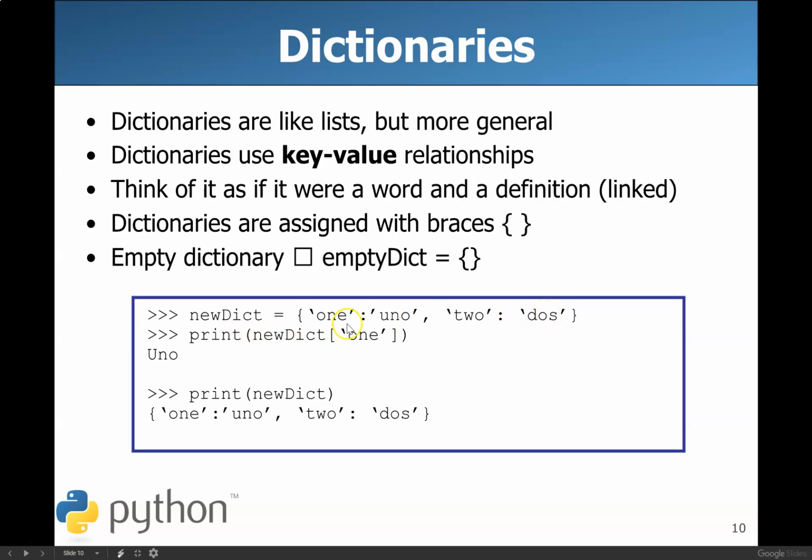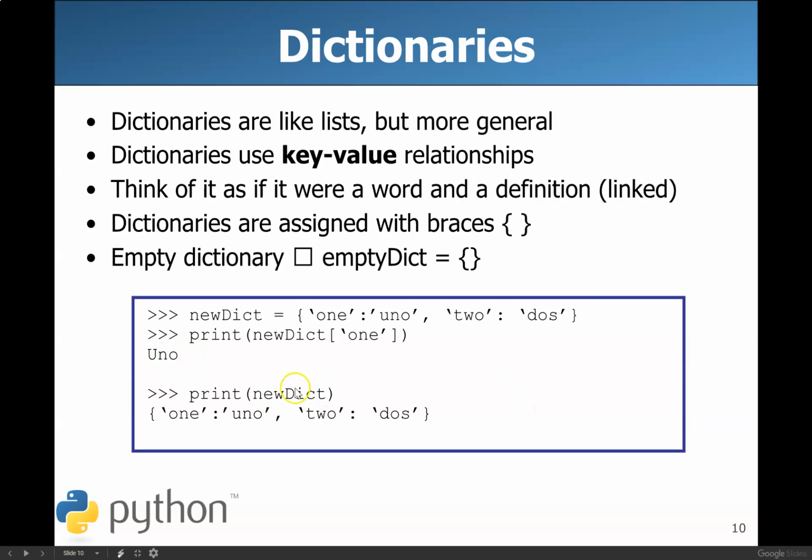So if I print new dictionary with square brackets, I have to put the actual key in. So the key is 1. It doesn't print 1. It says, I need to find 1. Okay, now I need to print the definition. Once it finds the key, it knows to print the value. So I told it, look in new dictionary, look for the key 1, and print it. I looked in the dictionary, I found the key 1, it finds the value, and it prints the value.